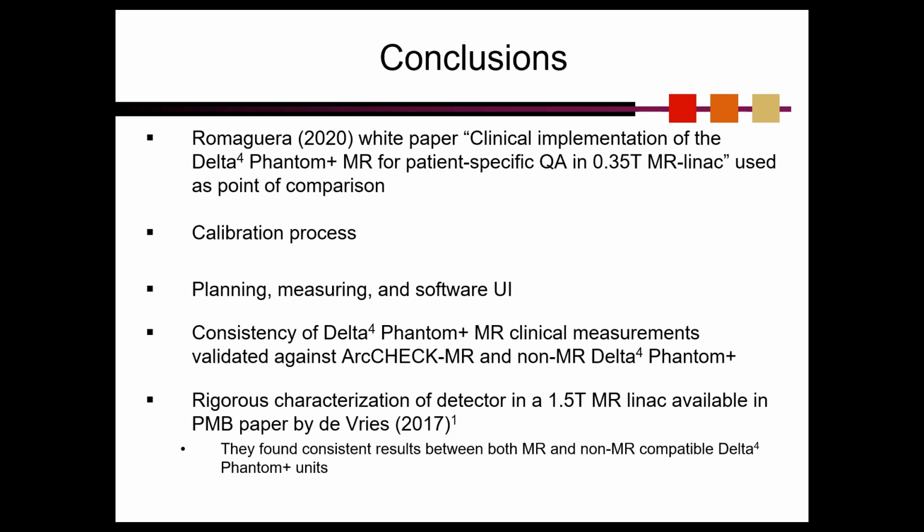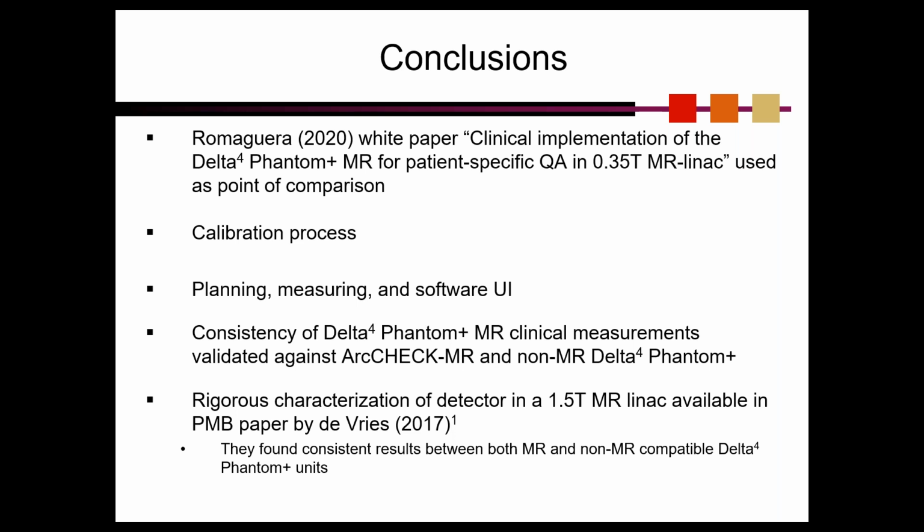We investigated the consistency of this new Delta4 MR unit against both our legacy ArcCHECK-MR device, as well as our non-MR compatible Delta4 Phantom Plus unit, and we found that the Delta4 MR unit was consistent with both. Something we omitted in our validation of the device was a rigorous characterization of the Delta4 MR in terms of well-established quantities such as reproducibility, dose linearity, field size dependence, dose rate dependence, and angular dependence. Our investigation was more clinically focused, but for those who are interested in those quantities of the Delta4 MR, I would direct you to a paper by DeVries, where these parameters were studied in the presence of a 1.5 Tesla magnetic field using a prototype Delta4 MR unit.